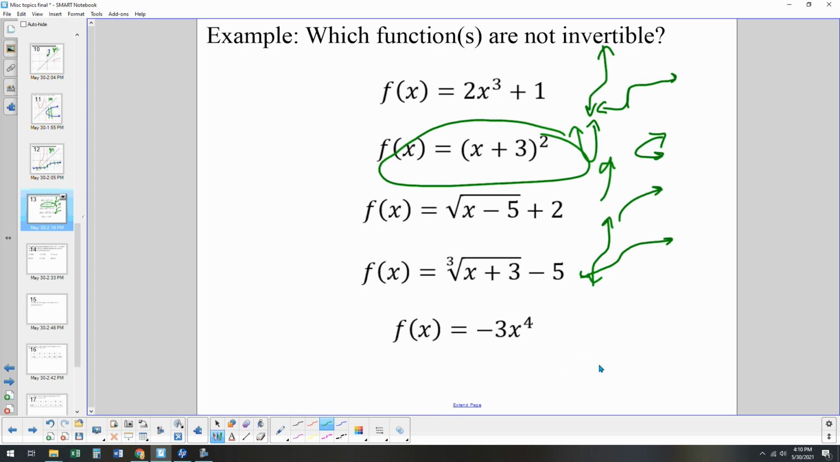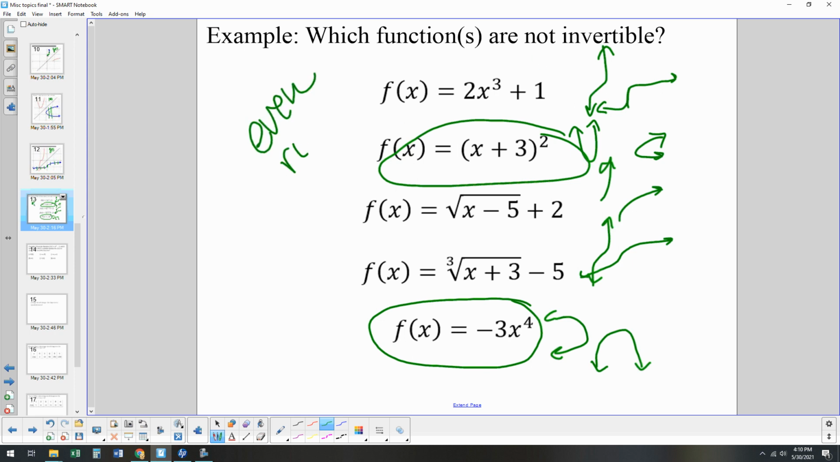Negative 3x to the fourth is going to be more like this. So when I flip it over that line, we go over here. And now this does not pass the vertical line test, so that's also not invertible. So really, we're focusing mostly on even powers are not invertible. Odd powers will sometimes be not invertible. Sorry, I keep calling them roots. Odd powers. Even powers. Let's fix that up. Or where we're going to look at not invertible.